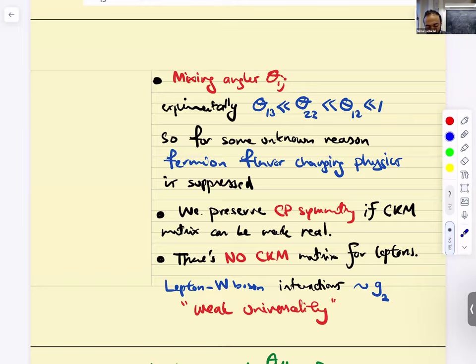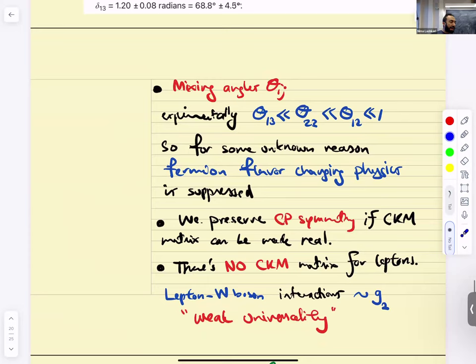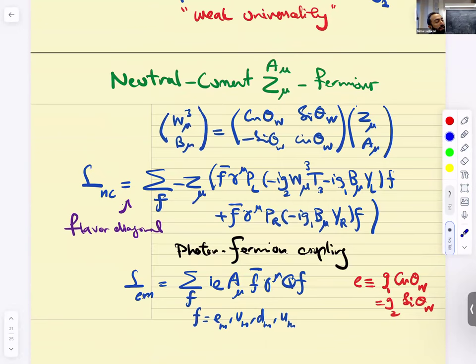Okay, so let me repeat this. The mixing angles of the CKM matrix are small, right? It means it's a coincidence. We don't know why, but it just means that the flavor-changing physics is suppressed. If the CKM matrix could be made real, we're preserving CP. If not, we're not preserving CP. There's no CKM matrix for leptons, and that's called weak universality.